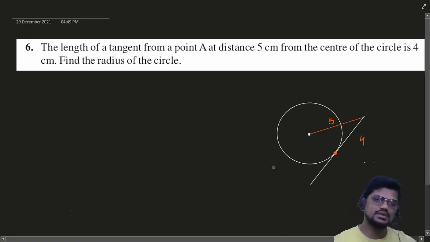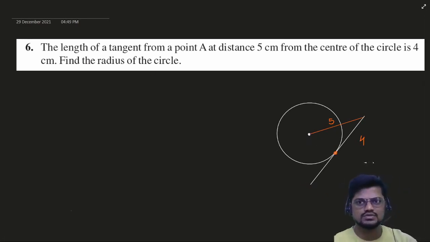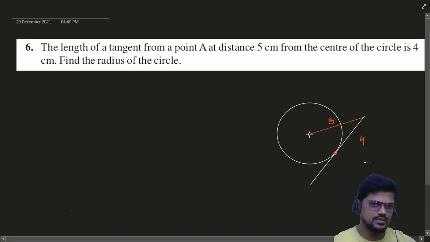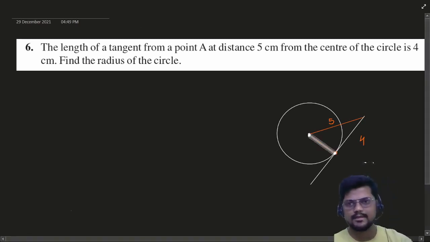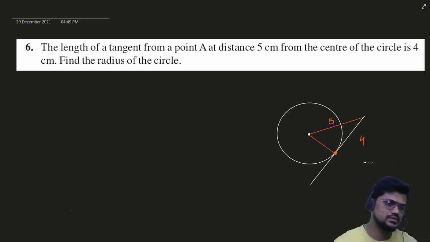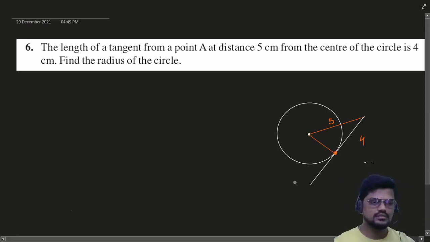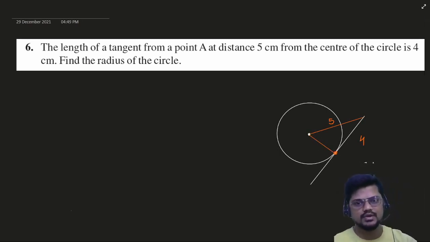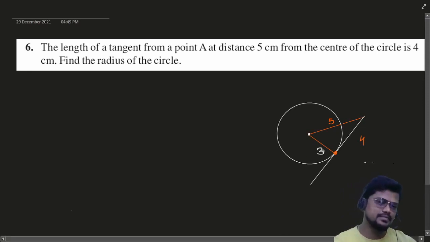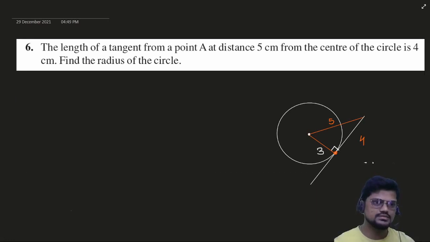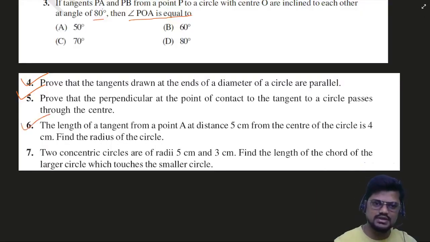It's very easy. Using Pythagoras, what would be the radius? It will be 3. Because this is 90 degrees, and if you use the Pythagoras triplet, or the Pythagoras theorem, you'll get that this will be 3. Got it? Next is question number 7.